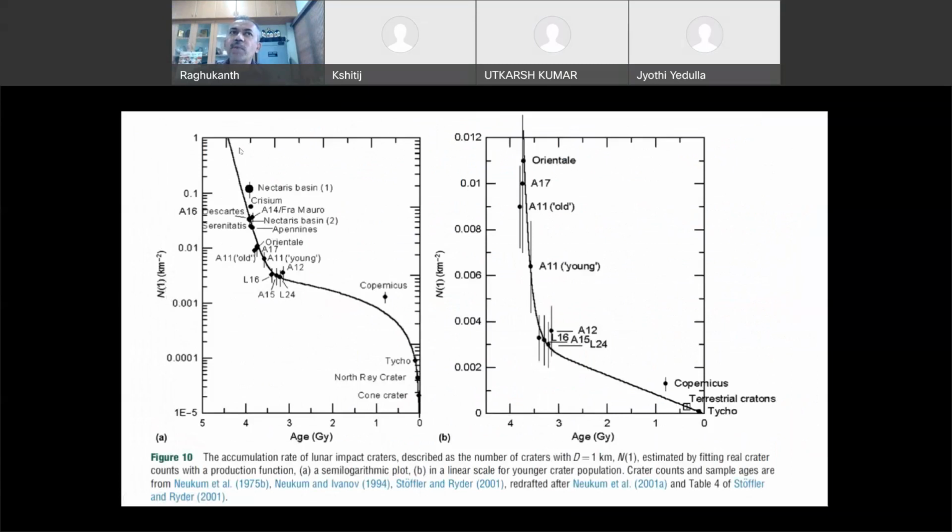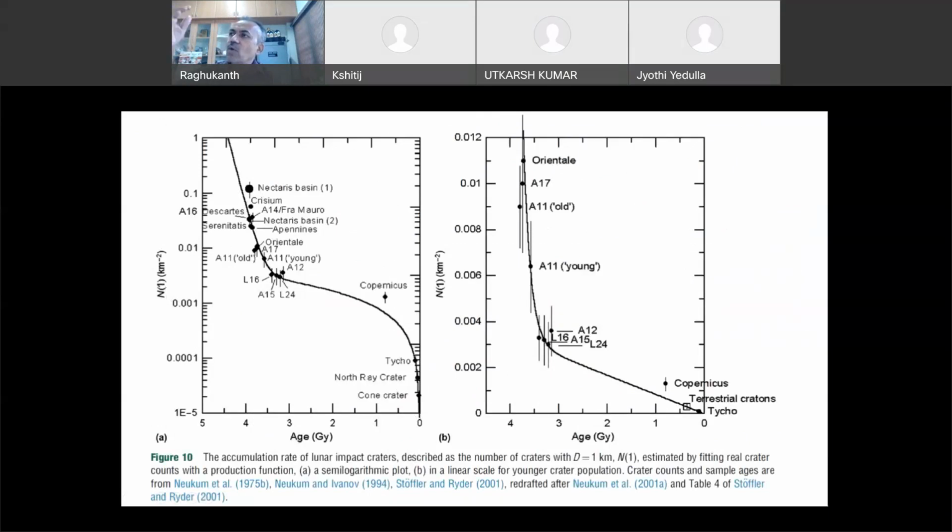So Nectaris Basin, you can see the ages. Nectaris Basin is around 4 billion years or whatever. And the recent ones are Tycho crater, Cone crater, North Ray crater. They are all very recent craters. This they were able to link with N of 1 versus the age.